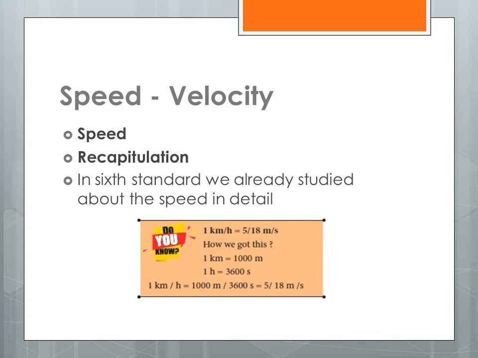Do you know 1 km per hour is equal to 5/18 meter per second? How did we get this? 1 km equals 1000 meter. 1 hour equals 3600 seconds. 1 km per hour equals 1000 meter divided by 3600 seconds, which equals 5/18 m per s.